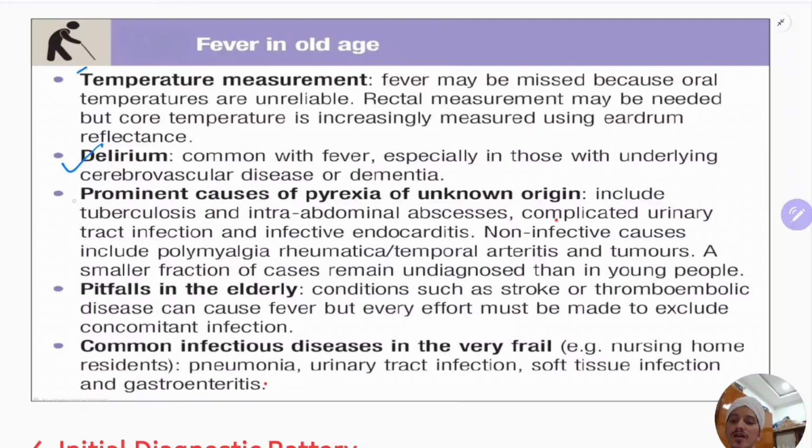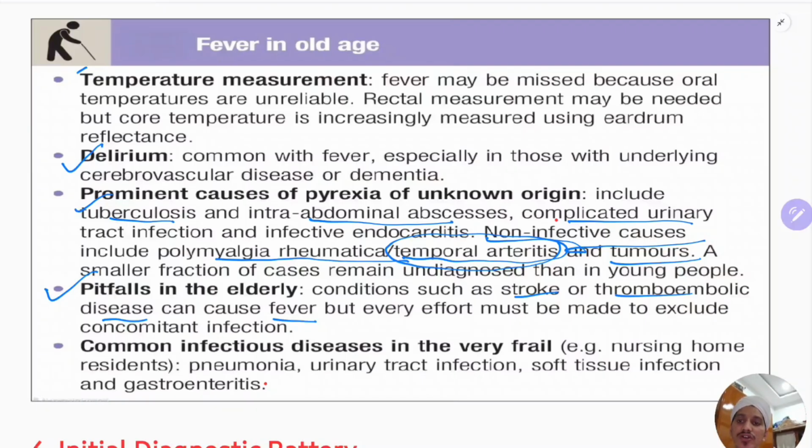Prominent causes of pyrexia of unknown origin include tuberculosis, intra-abdominal abscesses, complicated urinary tract infection, and infective endocarditis. Non-infective causes include polymyalgia rheumatica, temporal arteritis, which is a very important cause in elderly, and tumors. Infective causes of FUO is a separate topic we will deal with. Pitfalls in elderly: conditions such as stroke, thromboembolic disease can cause fever, but every effort must be made to exclude concomitant infection in these patients.